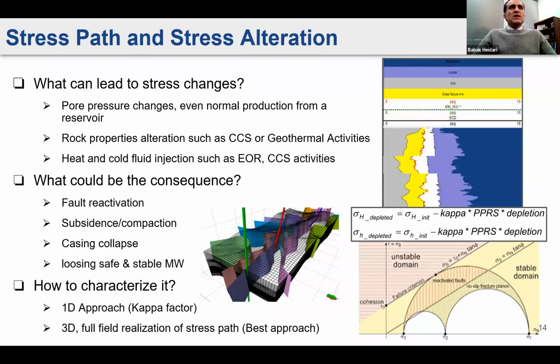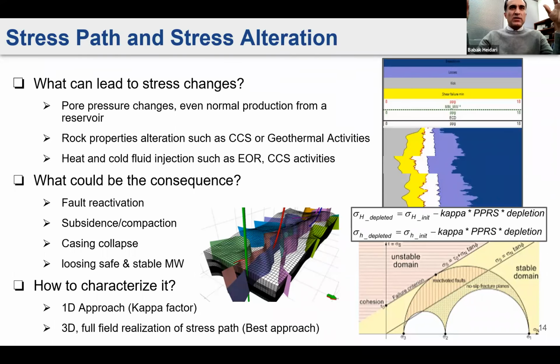And rock properties alteration, for example through CCS or geothermal activities, can lead to change in the stress profile. Heat, cold fluid injection, again through EOR or CCS activities, are also contributing to the change of the stresses. The consequences could be fault reactivation, subsidence, compaction, casing collapse. And we have to understand this.